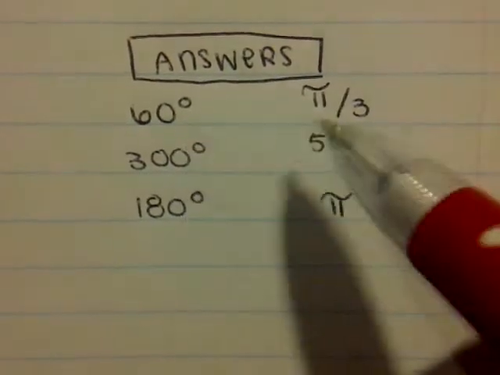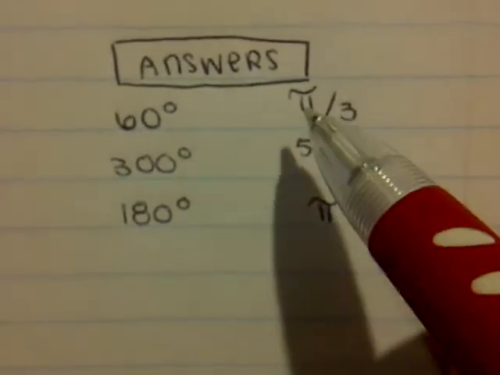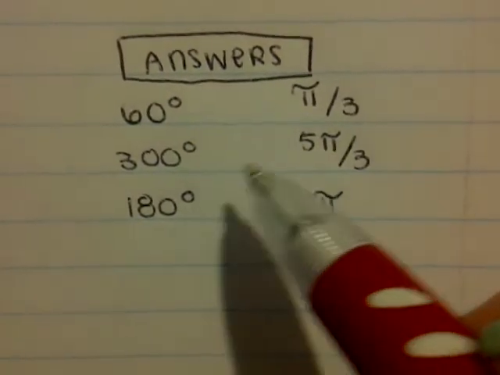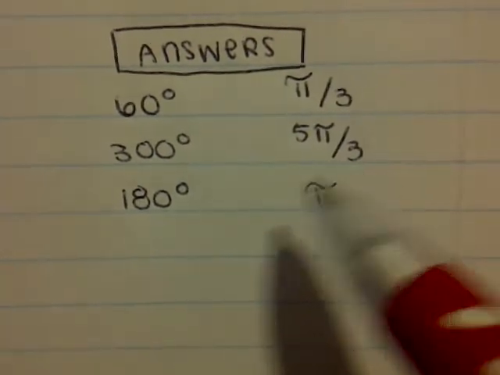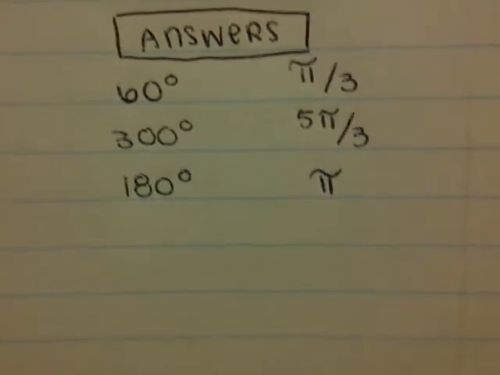So you have to change the degrees to radians now in order to get the full answer. So 60 degrees is going to be pi over 3, 300 is going to be 5 pi over 3, and 180 is going to be pi. And the whole thing is your answer.